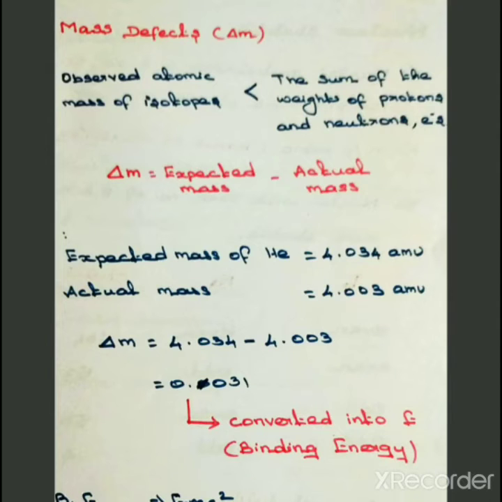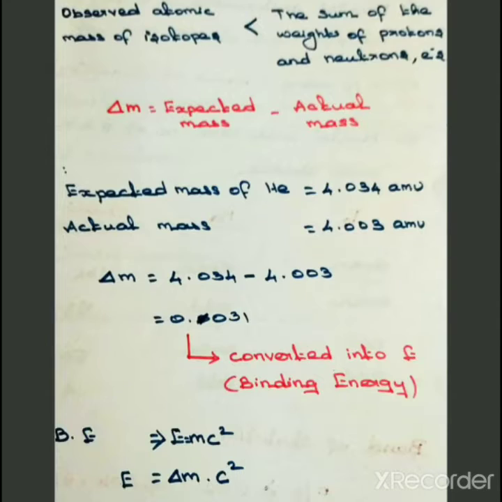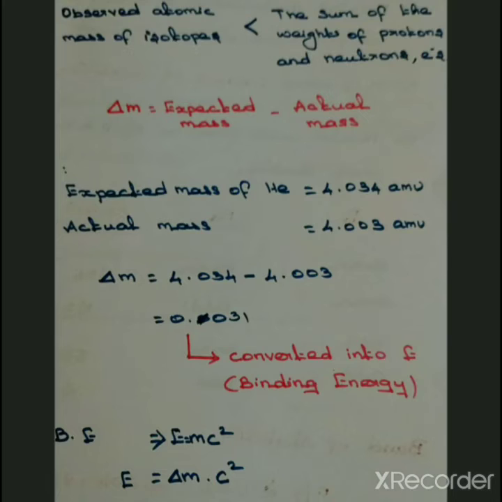This can be explained with the concept of mass defect. Mass defect is the difference between the expected mass and the actual mass.